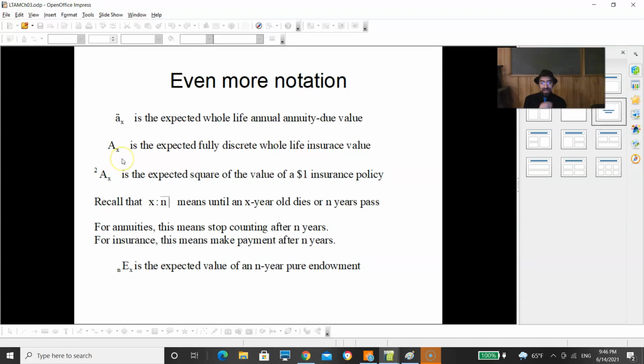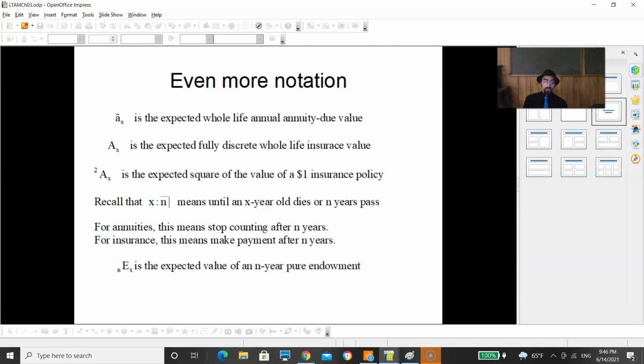What about big A sub x? That's the expected fully discrete whole life insurance value. By fully discrete whole life insurance, that means payment is made at the end of the year of death, regardless of when you die. There's no term limit on it. By fully discrete, we mean end of the whole year.